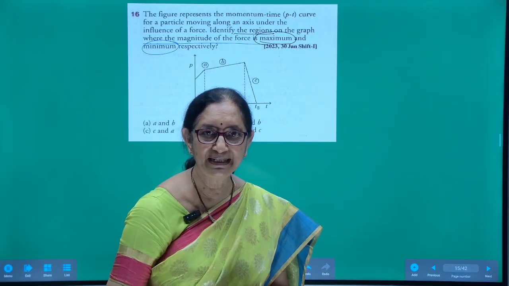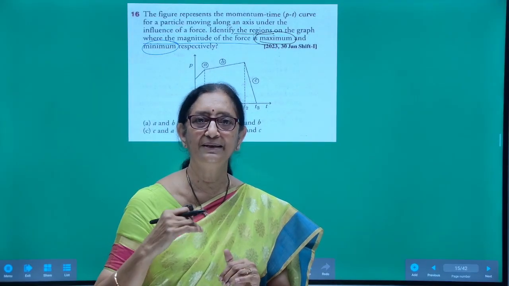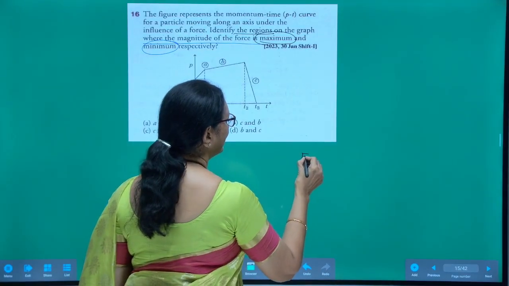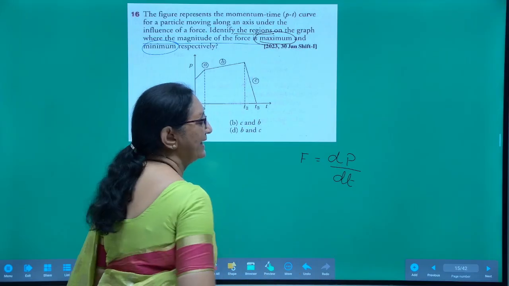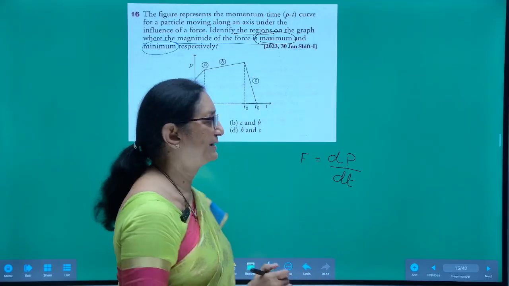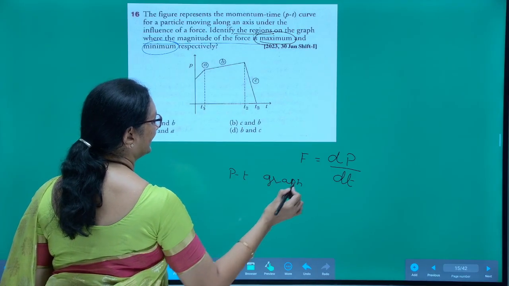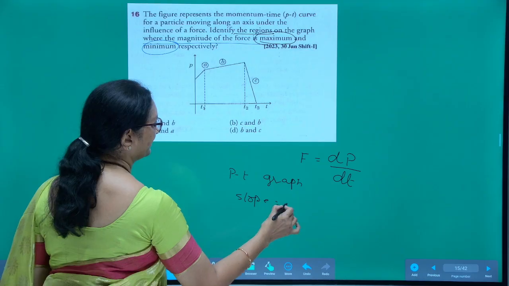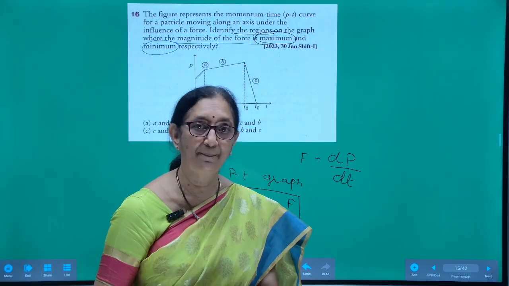So, you have to identify the regions in which force is maximum and then minimum respectively from the PT graph. The relation between force and momentum is force equals rate of change of momentum, dP by dt. Very obviously, from the PT graph, the slope gives dP by dt. Hence, slope of the PT graph gives the applied force.